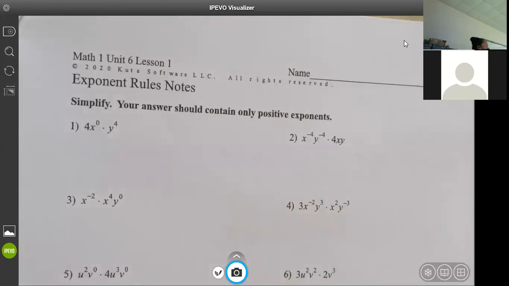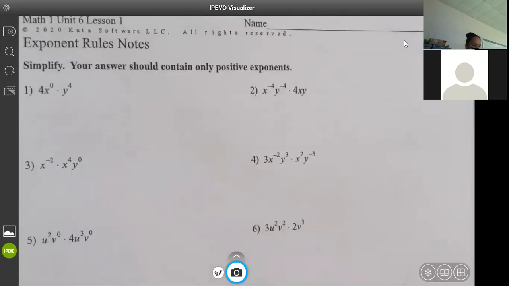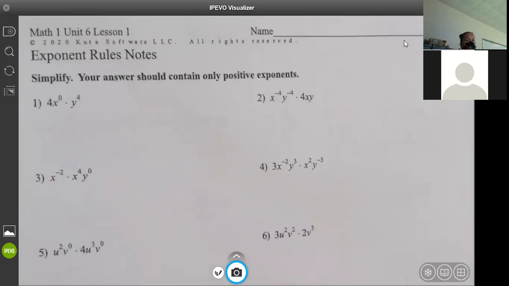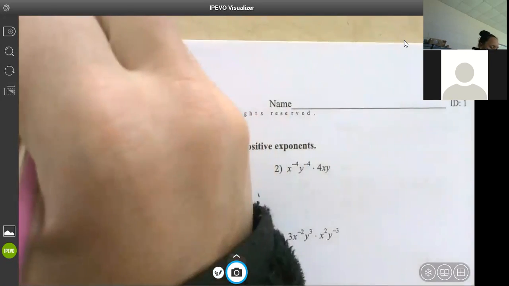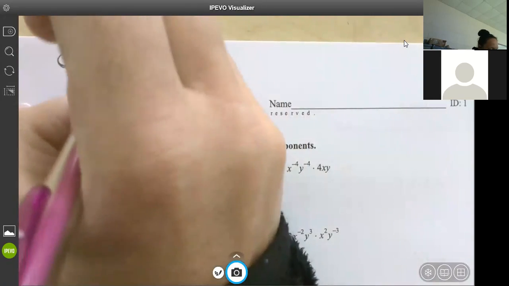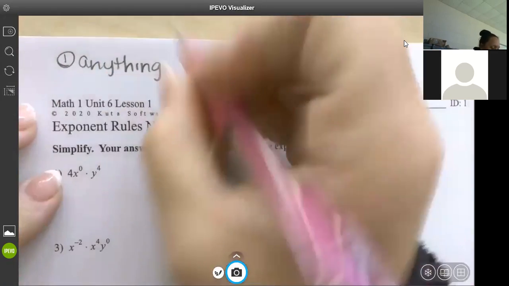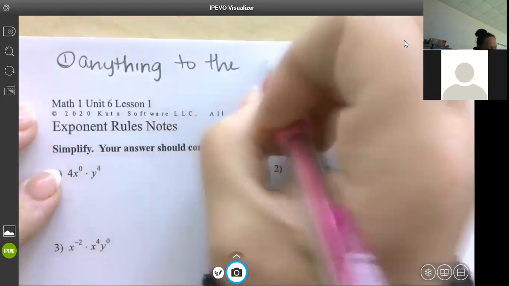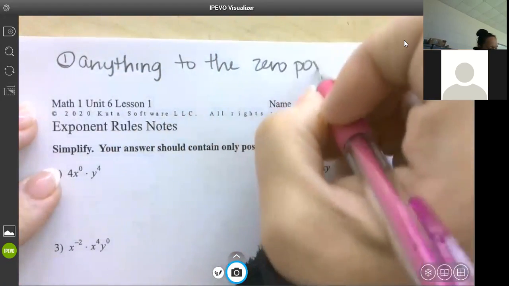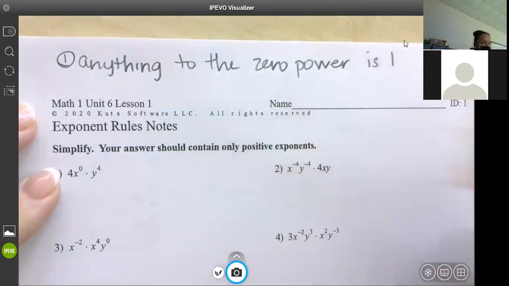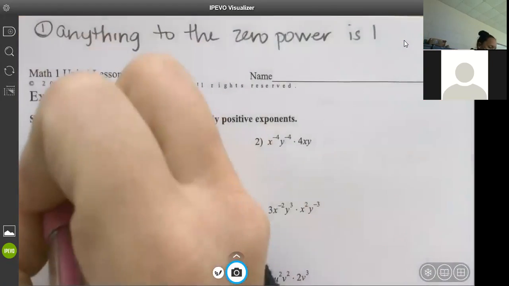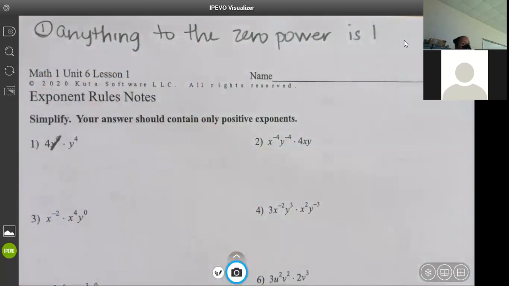Going to start our exponents unit. And the first thing we're going to do is multiply them and just use our rules. So the first rule that you need to know is anything to the 0 power is 1. So you can just mark that out. So we had x to the 0, we can just mark that out. 1 times anything is itself, so it doesn't really do anything.